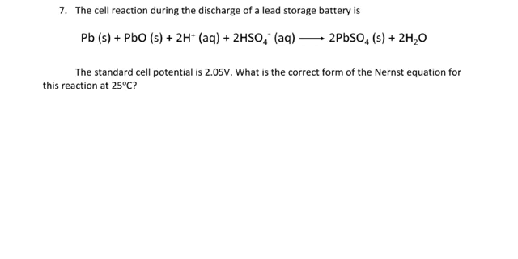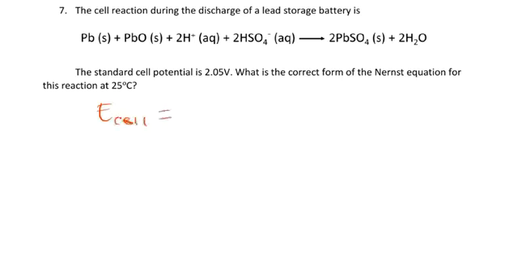The cell reaction during the discharge of a lead storage battery is given, and the standard cell potential is given. What is the correct form of the Nernst equation for the reaction at 25 degrees Celsius? So the Nernst equation, I believe you know what it is. It helps us to calculate the non-standard cell potential.